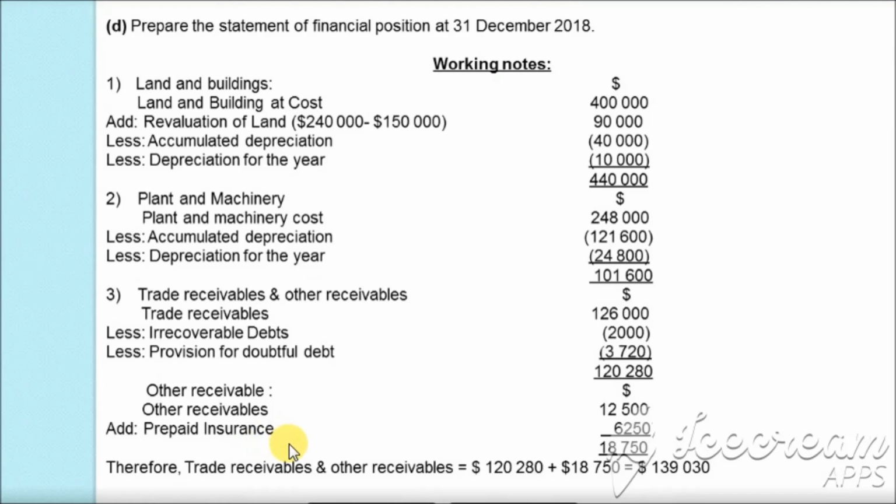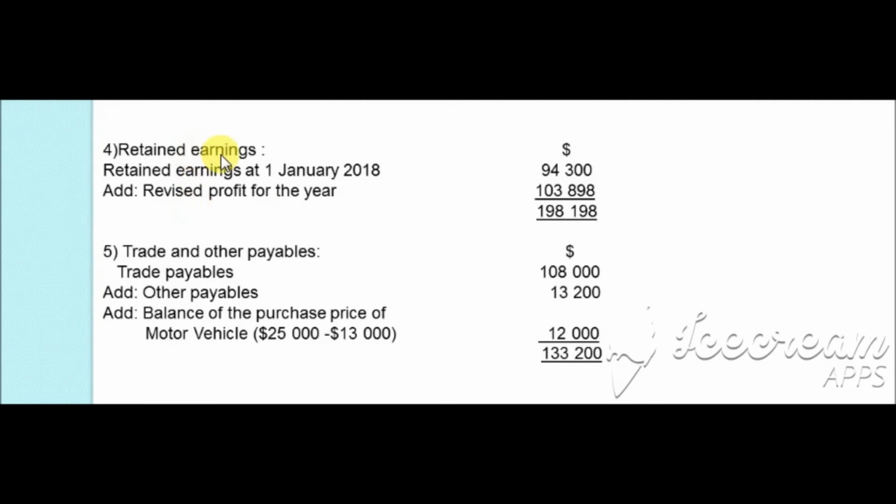To this, we are going to add the prepaid insurance, which was calculated previously as $6,250. So we get the total other receivable as $18,750. Therefore, the trade receivable and other receivable will be $120,280 plus $18,750, which will be $139,030.